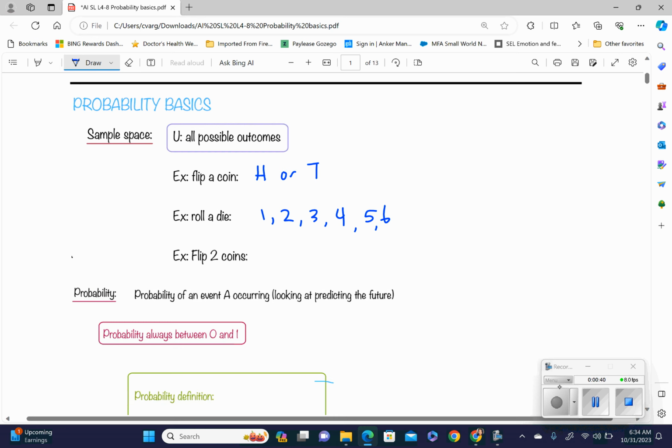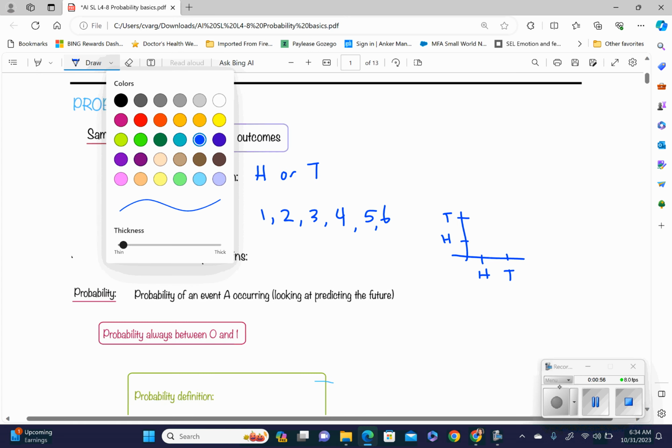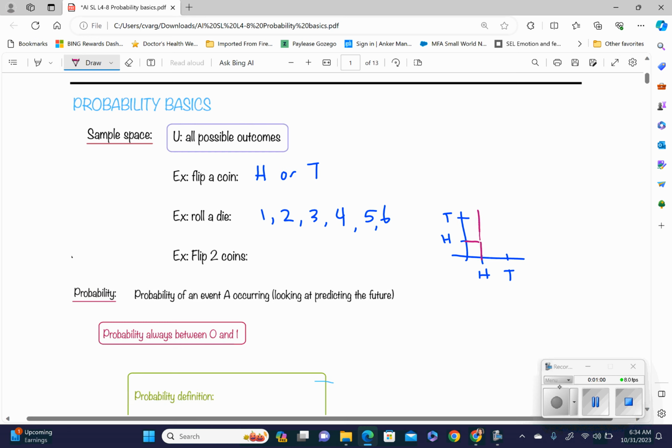Okay. If you flip 2 coins, so one way of doing this is, I'll just say 1 coin here and another coin here, what you could do is see where they meet, right? So this outcome right here, this point is going to be heads, comma, heads, right?